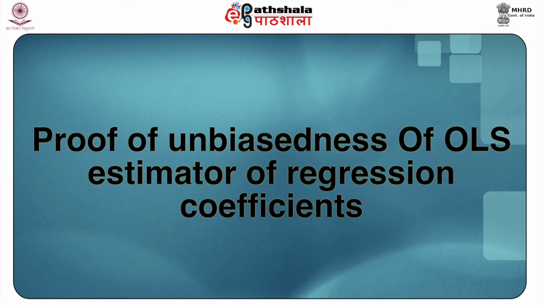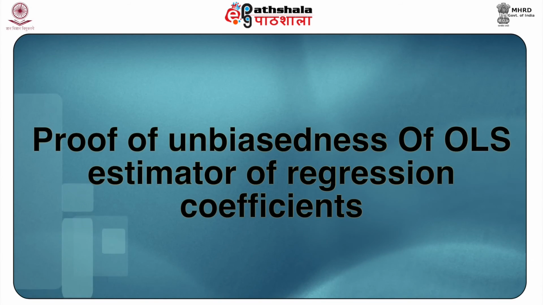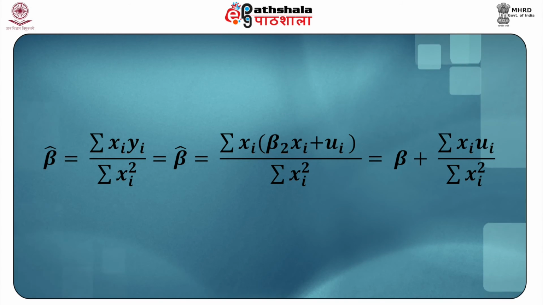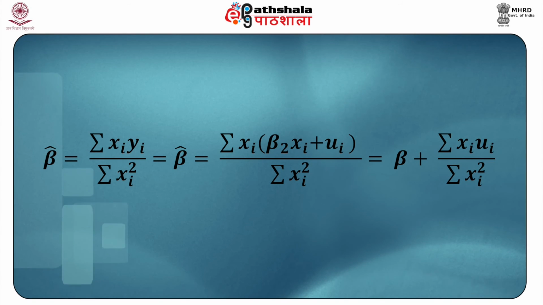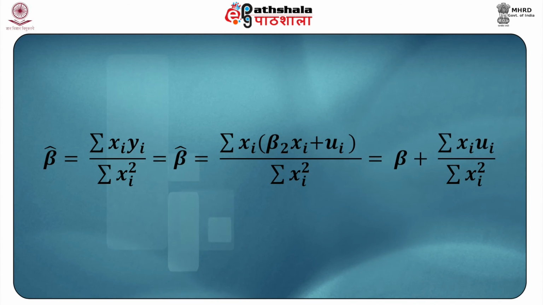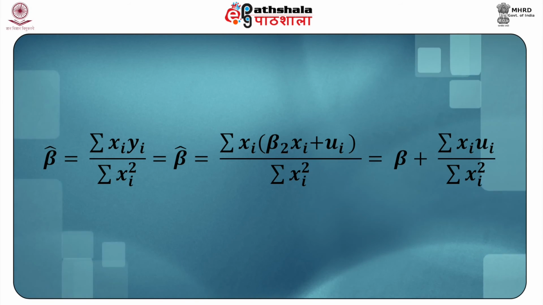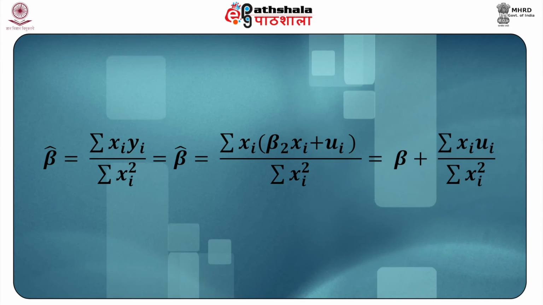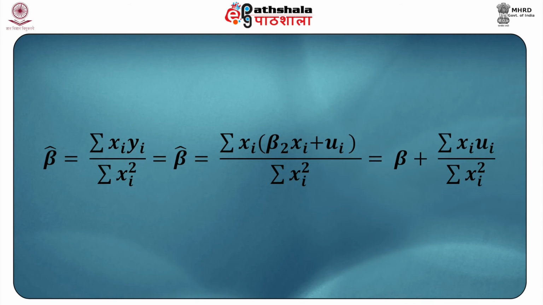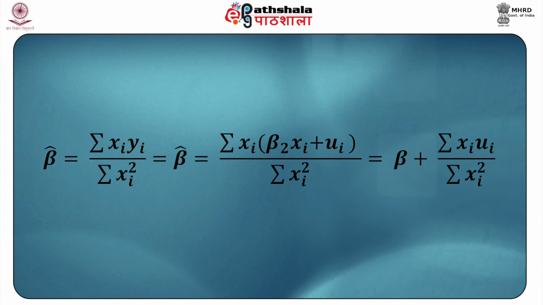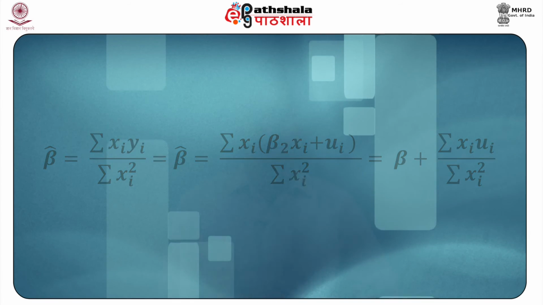Now look at the proof of unbiasedness of OLS estimator of regression coefficients. Substituting for yi from equation 11 into the formula for beta hat, we get beta hat equal to sigma xi yi upon sigma xi square, which is equal to sigma xi into beta xi plus mu i upon sigma xi square. This is equal to beta plus sigma xi mu i upon sigma xi square. This is our equation 14.